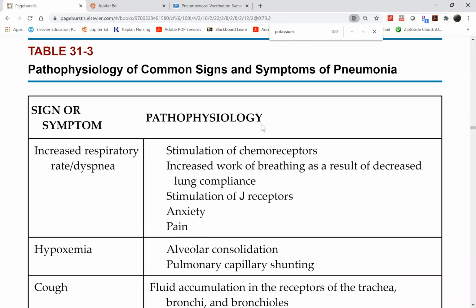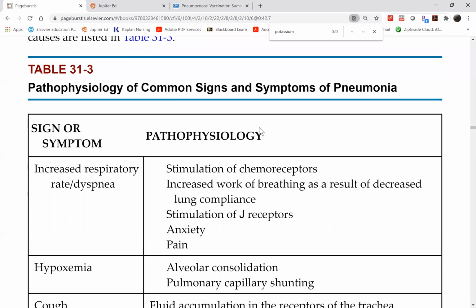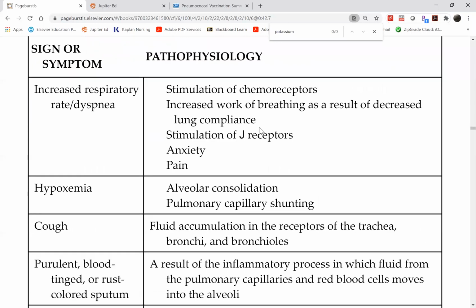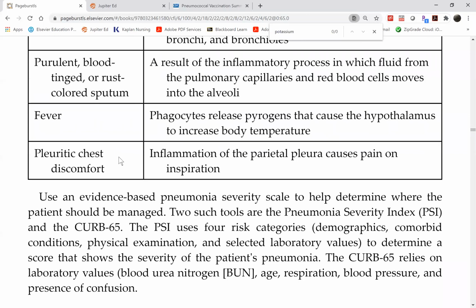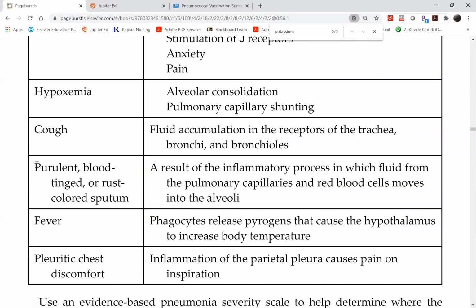Here's a summary of your signs and symptoms, table 31-1. Please read those on your own. Not all patients, though, will present the same way. Let's say purulent sputum, for instance. You won't always see it, it's actually quite rare.